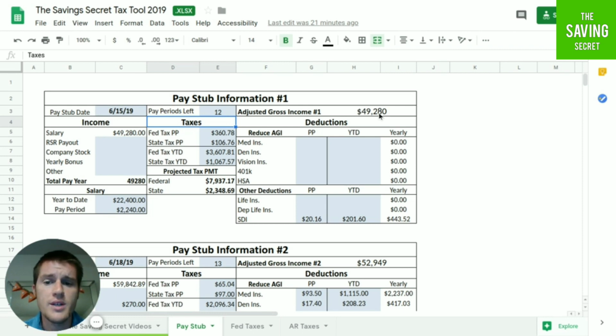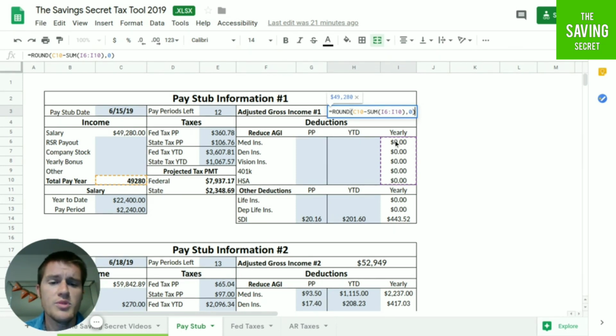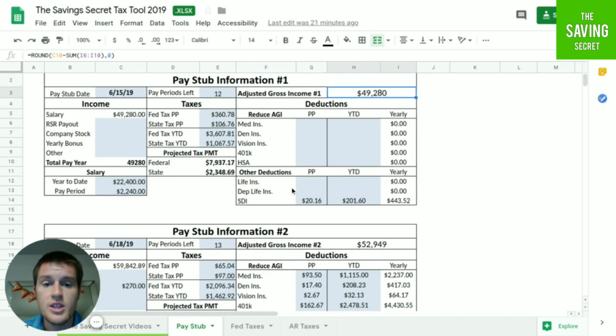So the whole point of filling out your pay stub information is to help get you your AGI information. And so what is your AGI? If we look over here, it takes your total salary for the year and subtracts specific items that reduce your AGI from specific deductions. So it takes all of these and subtracts them out, and then it'll round that number for you. If you have multiple pay stubs, you fill out this information in blue, and then you'll click over on the federal taxes link tab.